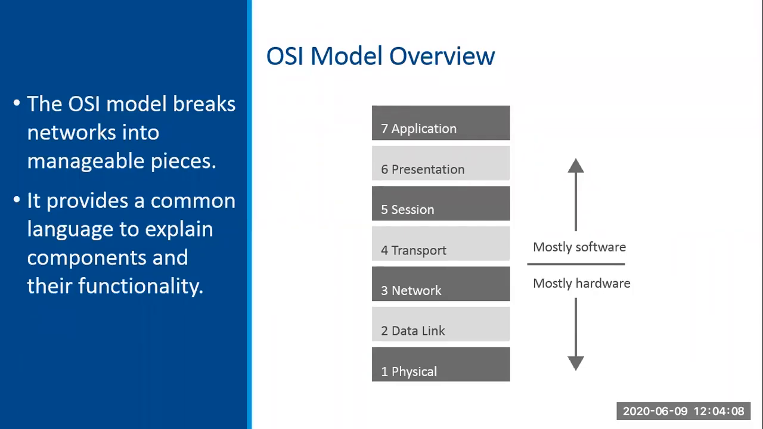So one of the first things is the OSI model, right? What is it good for? What is it used for? The idea is that the OSI model breaks up the entire networking process into manageable functions, manageable pieces, and distributes them across these 7 layers.